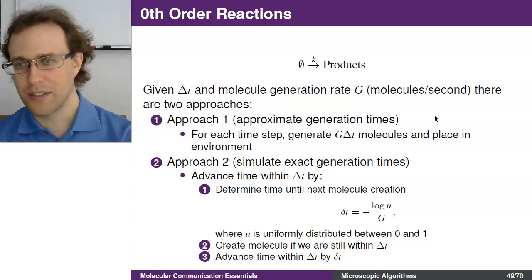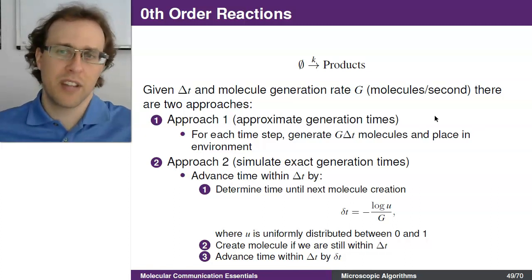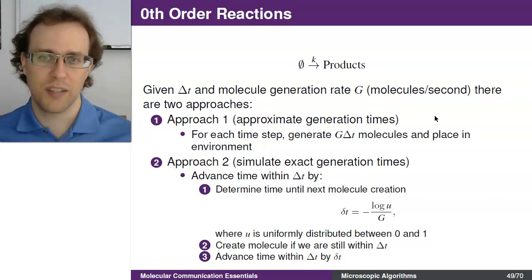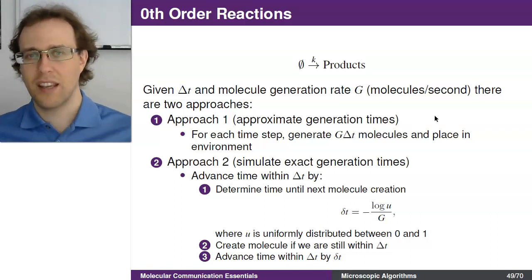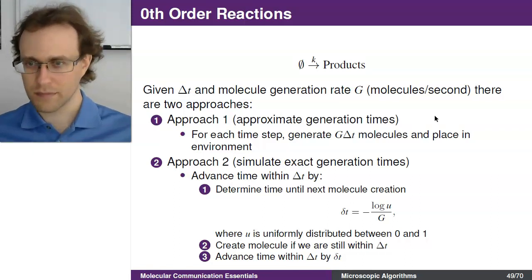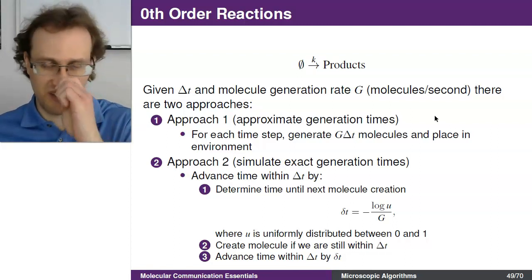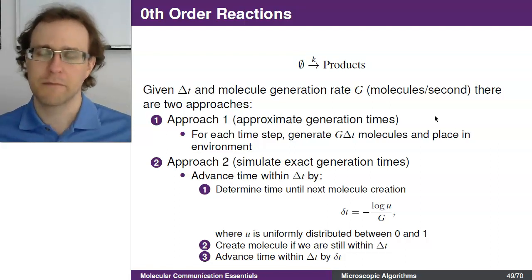But assuming it's bounded in some way, there are two approaches. The first approach is you just approximate the generation time. So every time step you just generate G times delta T molecules and you place them in the environment. Hopefully if G times delta T is sufficiently large, then you can just go ahead and create that number of molecules, or rounded that amount of molecules, and place them in your environment.